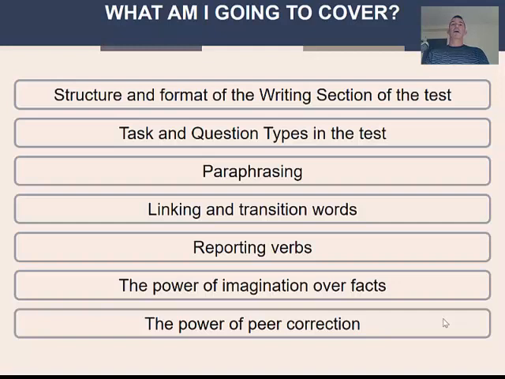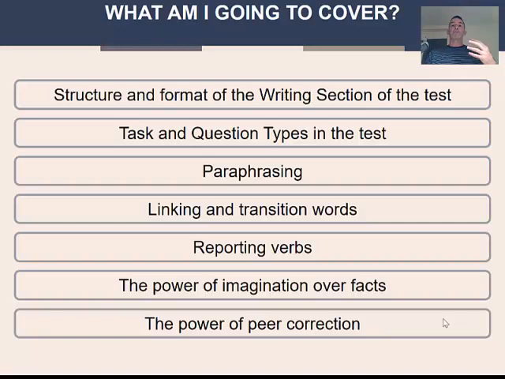Today I'm going to be looking at the TOEFL writing section, and just briefly I'll tell you what I'm going to cover during this session. So we'll be looking at the structure and the format of the writing section of the test. We'll also look at the two different writing tasks in the test and the question types that candidates will find in each section of the test.